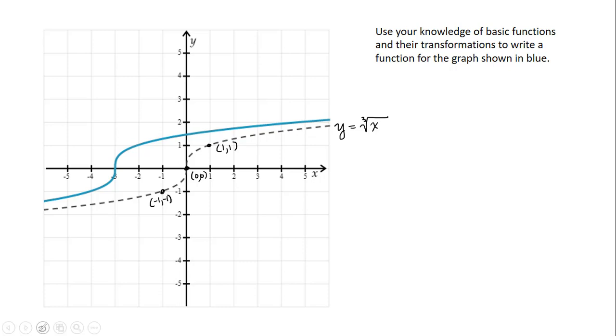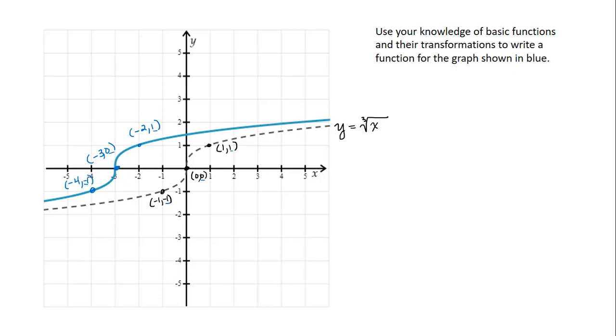So notice on my transformed graph, I see the point negative 3, 0. It also goes through the point negative 2, 1. And it also goes through the point negative 4, negative 1. So when I compare the coordinates of these points, the y values are the same, right? The negative 1, 0, and 1 are the same. So there was only a change to the x, so that means my function will represent an inside change.